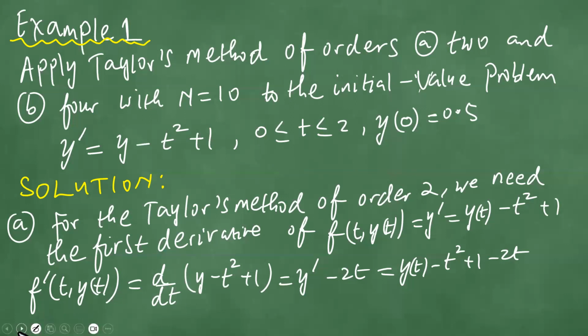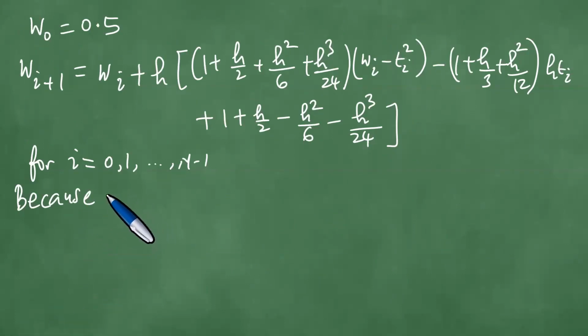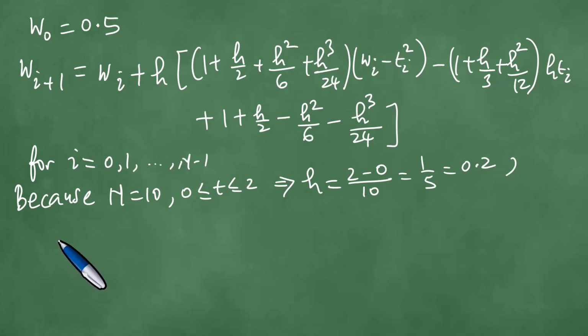So this is how we do it. Right, so because n equals 10, t in the question lies between 0 and 2. This implies that h, now we need to find h. So if you divide this into 10 parts, it's going to be 2 minus 0 out of 10, 1 out of 5, which is 0.2. And h we calculated to be 0.2 because they just told us n equals 10. They did not give us the h there.